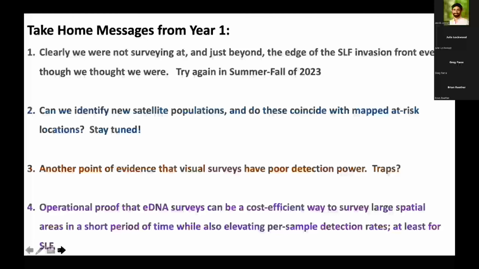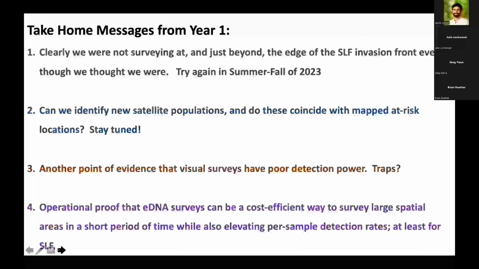I guess this is another piece of evidence that visual surveys have very poor detection power. We probably can compare some of our results to the trapping results from the state, but we haven't done that yet. And then I think this is our first chance on a broad scale to really see what the operational use of eDNA looks like. How hard is it? How fast can we do it? What kind of results can we get?